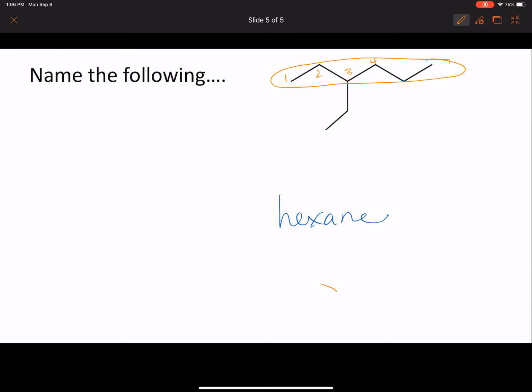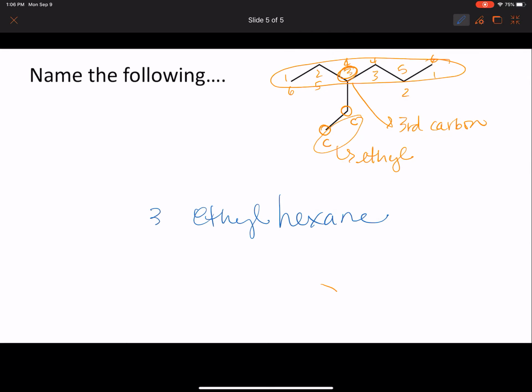1, 2, 3, 4, 5, 6. If I numbered it from the other direction, my group would actually have a higher number. So I want to give it 3. Okay. It's on the third carbon. How long is it? Well, we have 1 point, which is going to be a carbon. 1 end, which is going to be a carbon. 2 carbons is related to ethane, but since it's a side chain, it will be ethyl. So I'm going to say that I have an ethyl group and that it's on the 3. So this would be 3-ethylhexane. Kind of like 3-methylhexane, only we added a second carbon here.